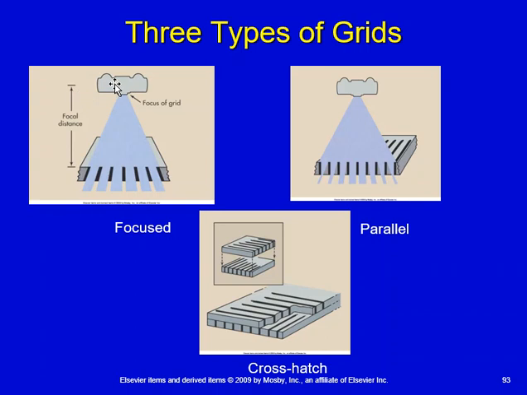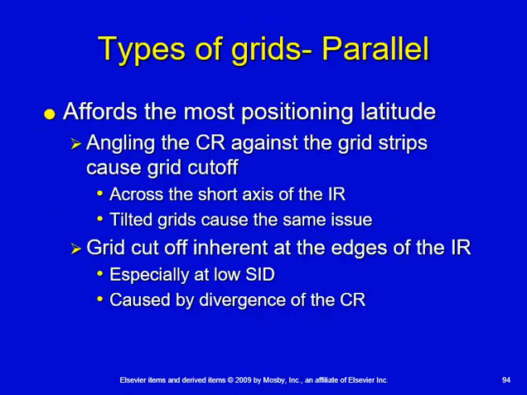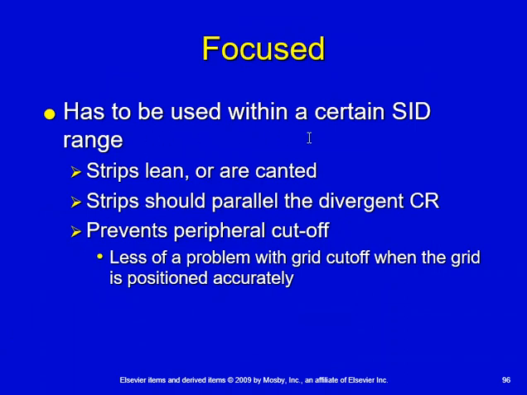If you can imagine this X-ray tube, if you were to bring it back, then the divergence of the central ray is not going to be parallel to the grid strips anymore. And since it's not parallel to the grid strips, the only place that you're going to have good density is right in the center where the grid strips are parallel to each other and parallel to the middle of the central ray. So if you exceed the grid radius in either direction, if you increase your SID or if you decrease your SID to the point where the divergent central ray is no longer parallel to your grid strips, then you're going to have significant grid cutoff in the periphery. So it has to be used with a specific SID.